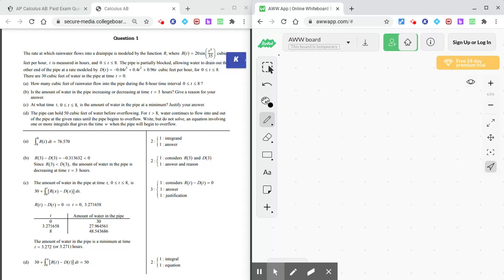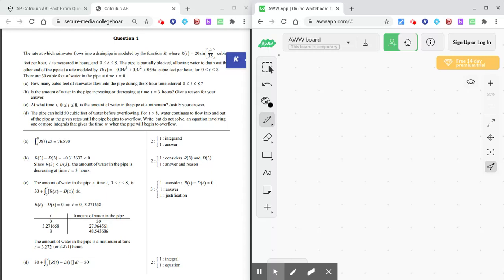So here we go. The rate at which rainwater flows into a drain pipe is modeled by the function r, where r of t equals 20 sine of t squared over 35 cubic feet per hour. We're going to stop there and note that this is a rate function from 0 to 8. So r of t is a rate, the rate at which rainwater is flowing into a drain pipe. The pipe is partially blocked, allowing water to drain out the other end of the pipe at a rate modeled by d of t, and you can see that function, cubic feet per hour.